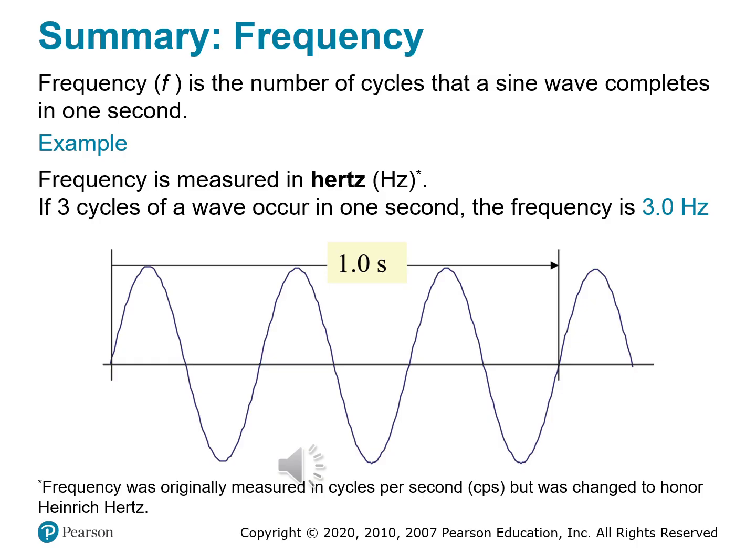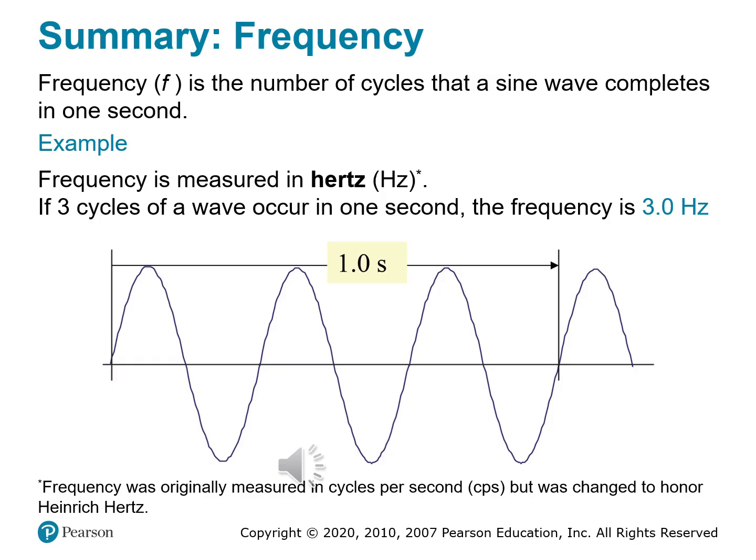honor of Heinrich Hertz, which for some reason always reminds me of ketchup, like Heinz. Anyway, the physicist who first proved electromagnetic waves exist. That's who that was. So before that, we just called it cycles per second. So let's look at the example here on the slide. You'll see 3 full sine wave cycles fit into 1 second, and that means that the frequency is 3 hertz. So F would be equal to 3 Hz.